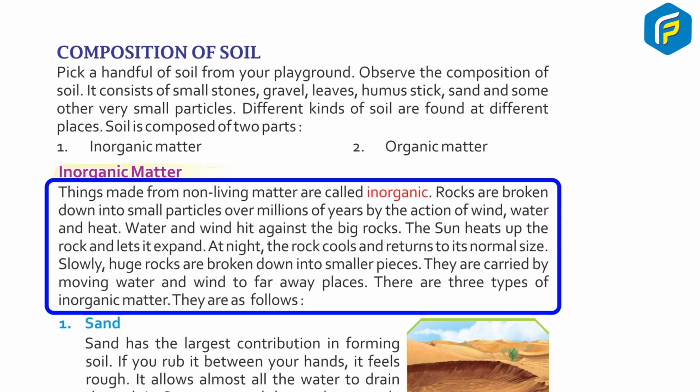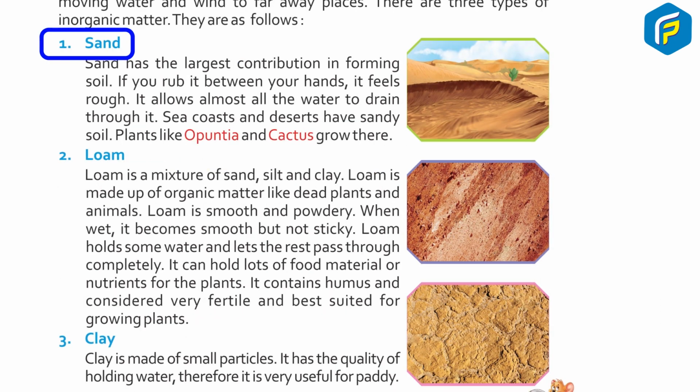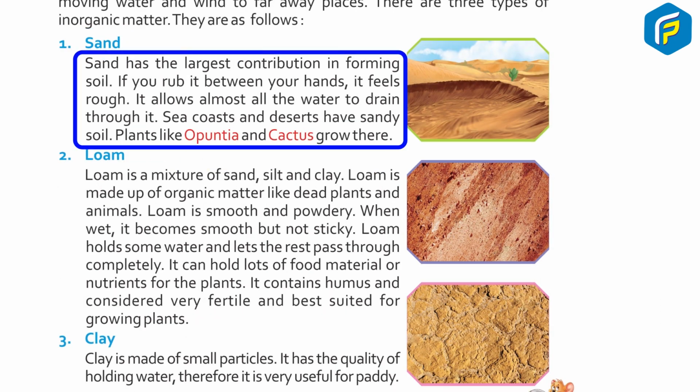There are 3 types of inorganic matter. They are as follows. 1. Sand. Sand has the largest contribution in forming soil. If you rub it between your hands, it feels rough. It allows almost all the water to drain through it. Sea coasts and deserts have sandy soil. Plants like opuntia cactus grow there.